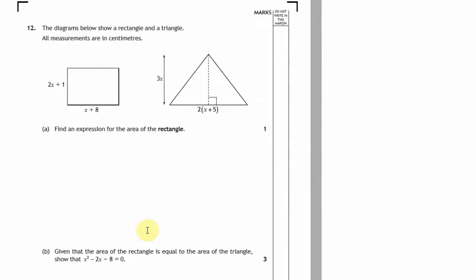Alright, so final question. The diagram below shows a rectangle and a triangle. All measurements are in centimetres. Find an expression for the area of the triangle. Alright, okay, area of the triangle.